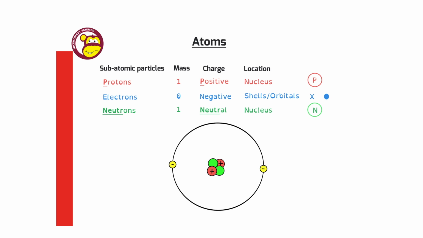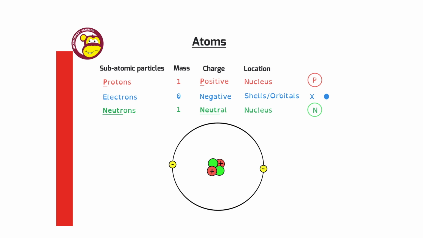The third particle found within the atom is a neutron. The way I remember the charge of neutrons is they are neutral neutrons. The beginning of the word neutron is the same as neutral. They have a mass of 1, the same as protons, so they contribute to the mass of the atom, and they are found in the nucleus.